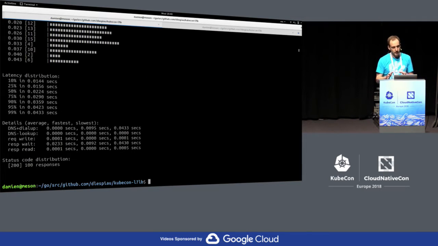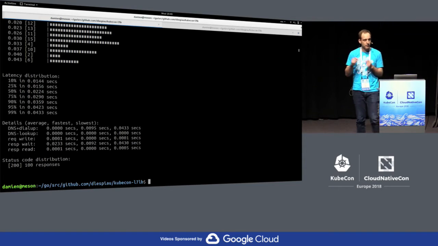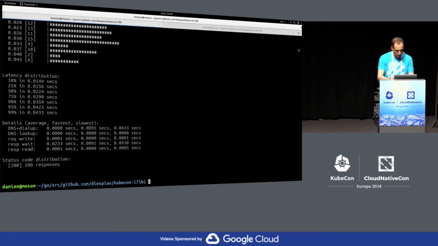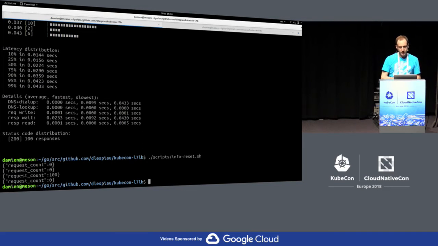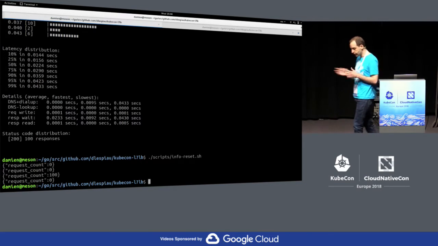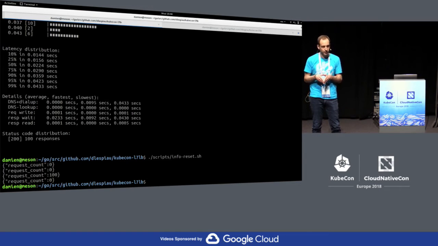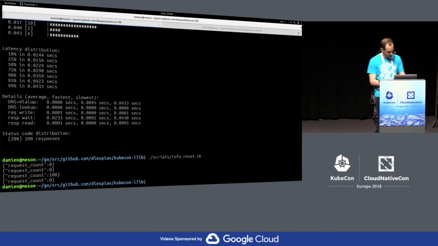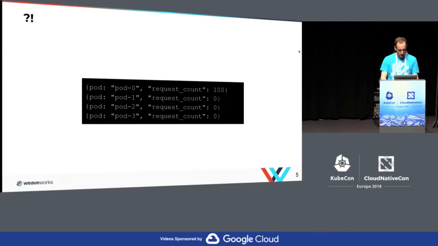And now we're going to look. I've instrumented the pods to tell me how many requests they've been handling. So we look at that, and there's maybe a bit of a surprise: the whole 100 requests ended up in a single pod. So what really happened here? Just in case the demo didn't work.